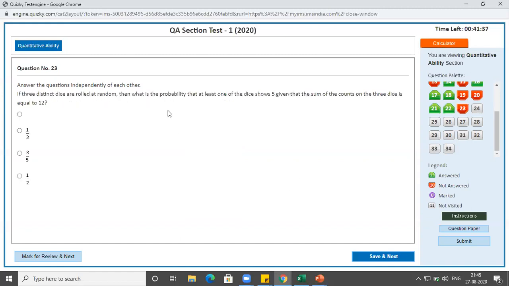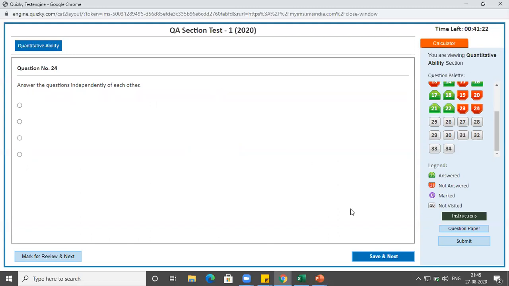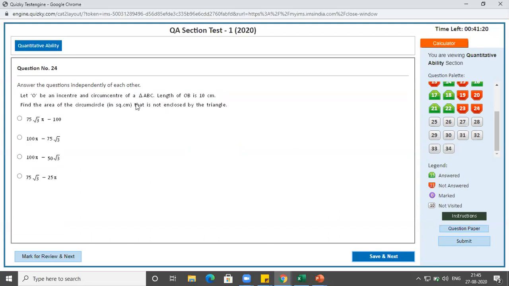If three distinct dice are rolled at random, at least one of the dice shows 5 given that the sum of the counts of the 3 dice is equal to 12. Okay. So लग रहा है थोड़ा मेहनत कराएगा ही because cases आएंगे because at least mentioned है यहाँ पे, so I'll pick it up later. Although PNC I try to do in the first round, but there's no option. It seems to be a case-based question.